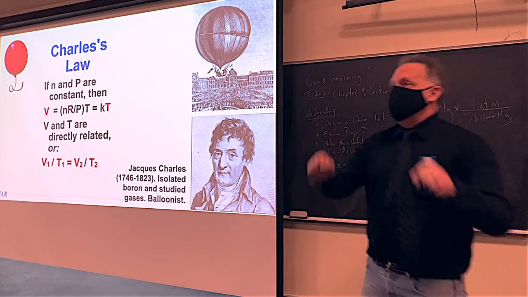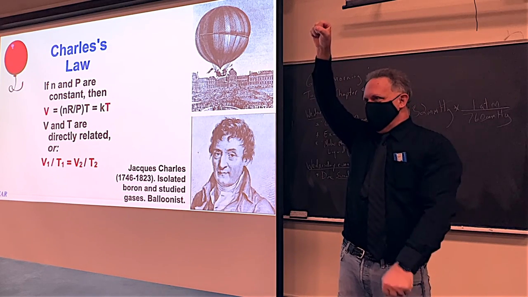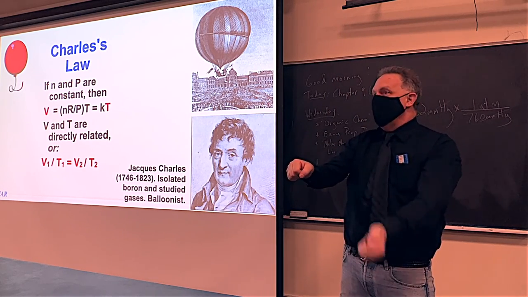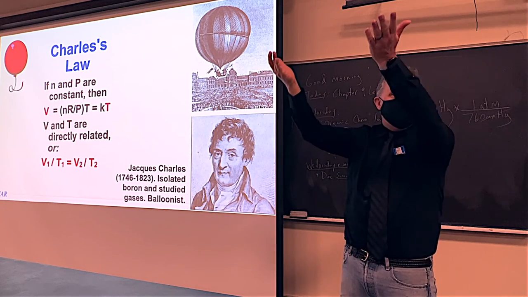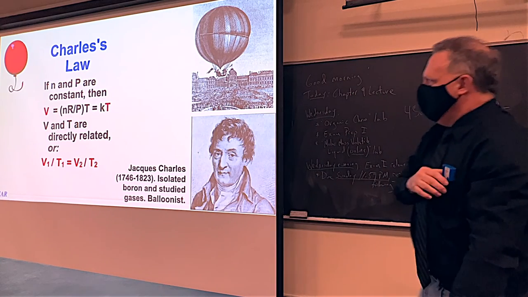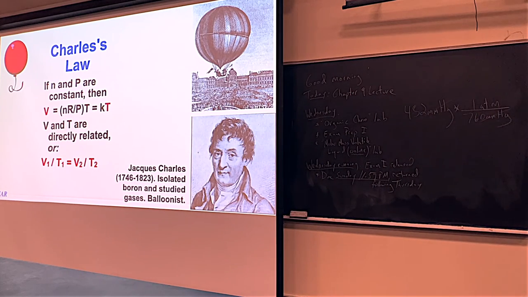So back to pressure and volume, pressure goes up, volume goes down, they're inverse. However, in this case, volume and temperature, if the temperature goes up, your volume goes up. Temperature goes down, your volume goes down. And you can write that, if you want, as volume equals some kind of constant times the temperature. That's the way to see this direct relationship.